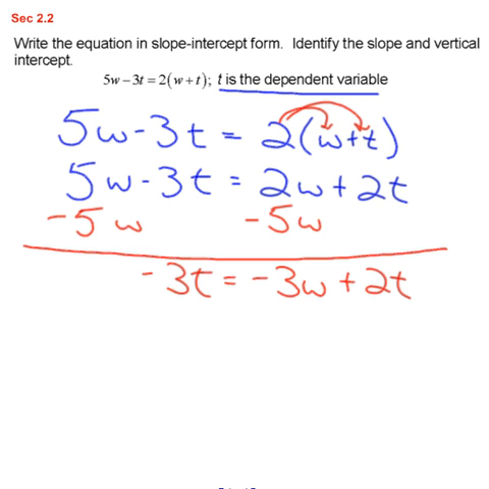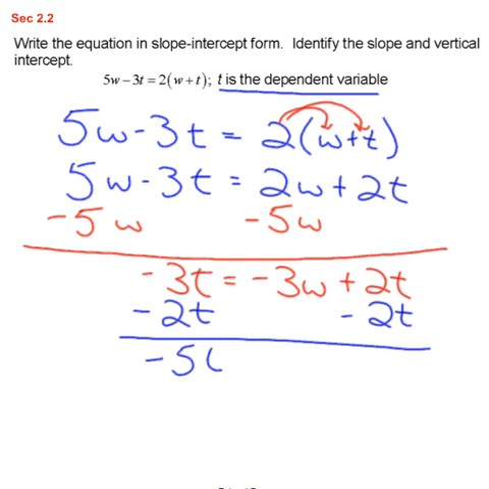Now I want to move my t over from the left side, so I'm going to do minus 2t on both sides. Be careful when you do ones like this. I see a lot of people make mistakes when they do this. Negative 3t minus 2t makes a negative 5t, and that's equal to 3w.